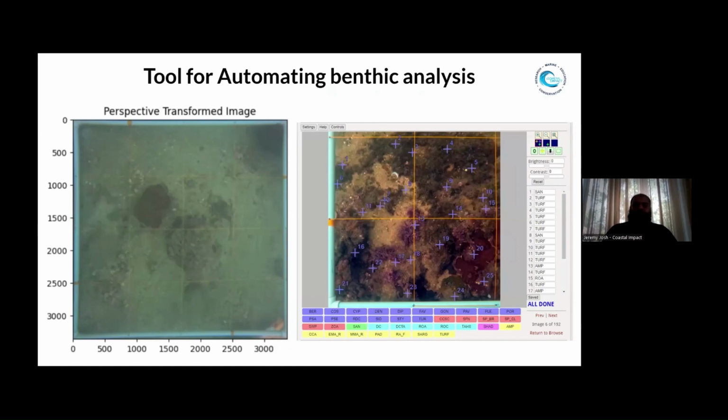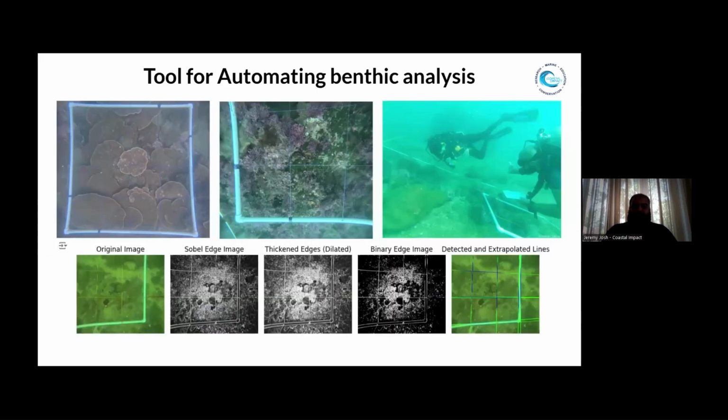There are tools we can use online like CoralNet and things like that for point annotation and benthic annotation, which is something that we've been working on and something we would like to work on in the future as well. I'm not going to get into this in too much detail, but basically we're trying to use image detection to make our quadrats easier to see and automate.